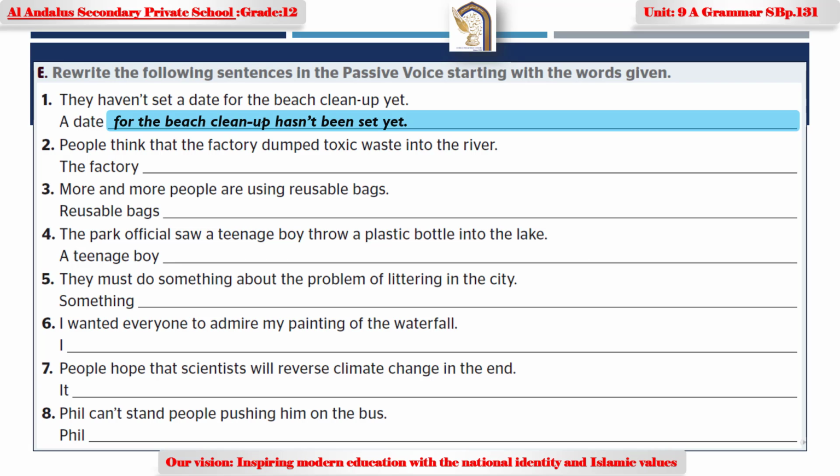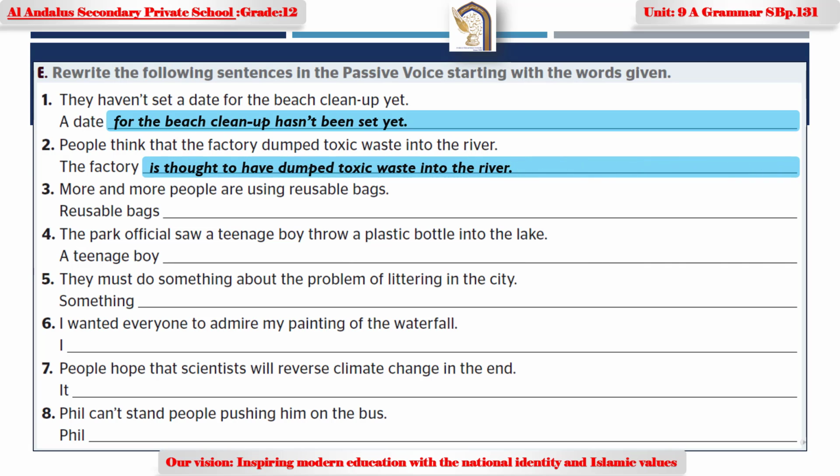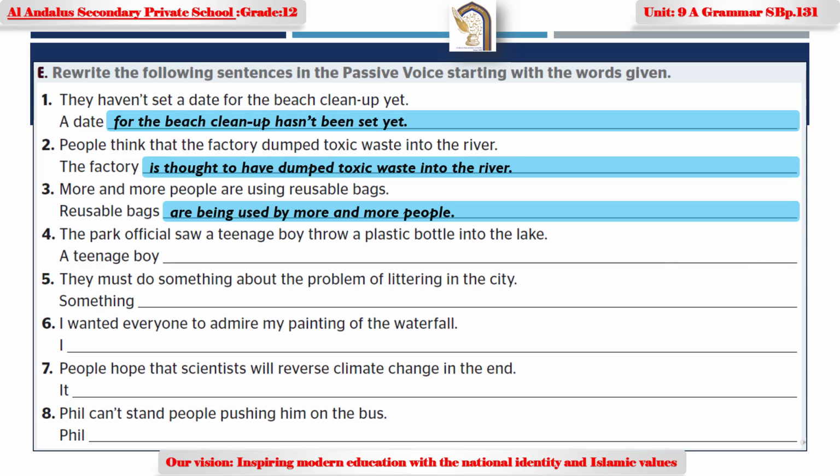That's a good answer. Sentence 2. People think that the factory dumped toxic waste into the river. And this is a model answer. The factory is thought to have dumped toxic waste into the river. Sentence 3. More and more people are using reusable bags. Yes, this is a wonderful answer. Reusable bags are being used by more and more people.